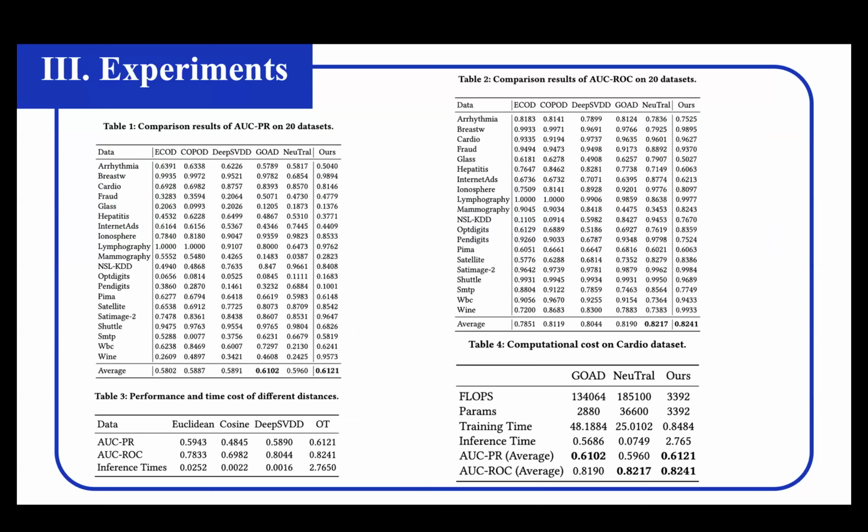The experiments are as follows. The performance of our approach is compared to traditional methods and methods using deeper networks such as GOAD and NeuTraL, and even achieved superior results in terms of both AUC-PR and AUC-ROC metrics. Furthermore, compared to DeepSVDD, our method improved AUC-PR by 2.3% and AUC-ROC by 1.97%. Compared on computational costs on current datasets, our method shows greater efficiency in FLOPs, parameters, and training time.